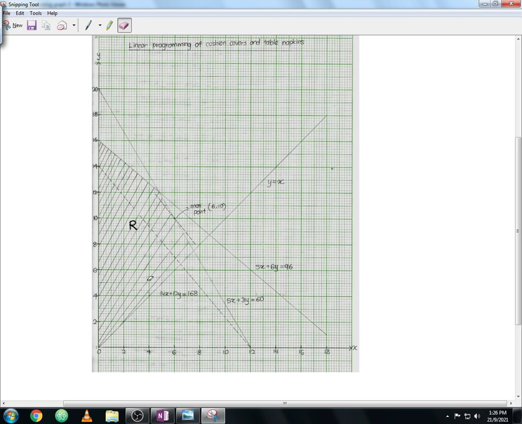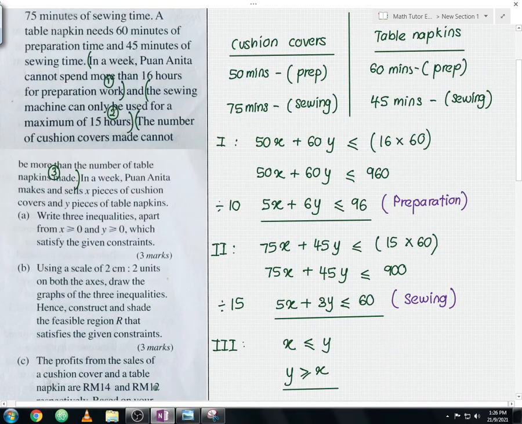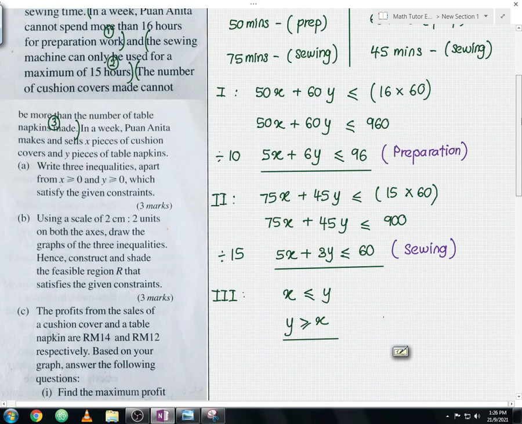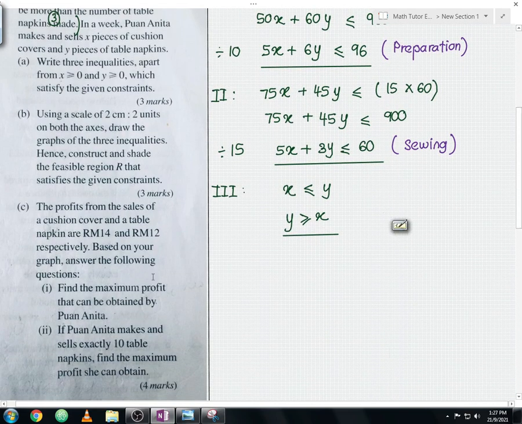Let us proceed to our discussion for question part C. Let me close this and go back to our main discussion. Let me read question part C. Within this, we're going to solve part 1 first. It mentioned that the profits from the sales of a cushion cover and a table napkin are 14 ringgit and 12 ringgit respectively. So we can form the profit equation.